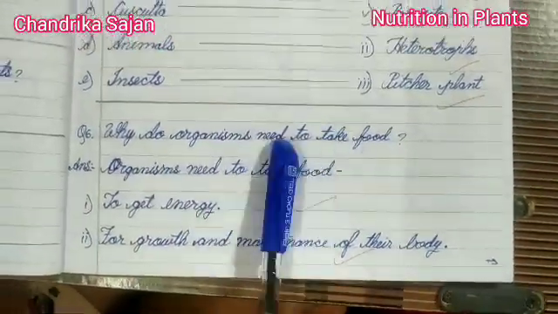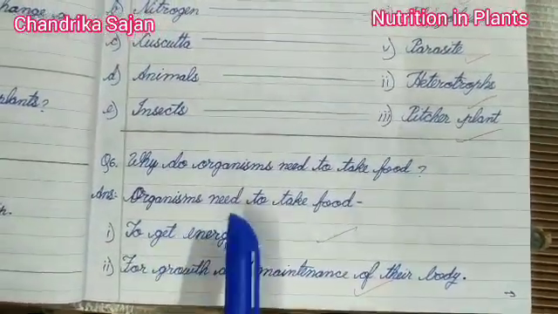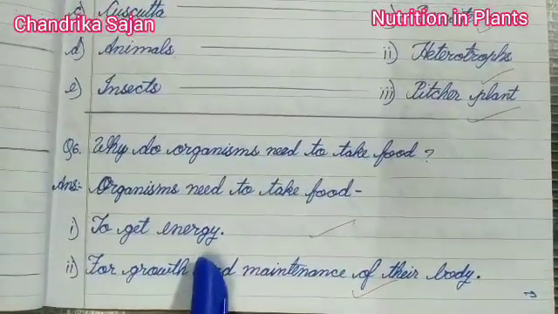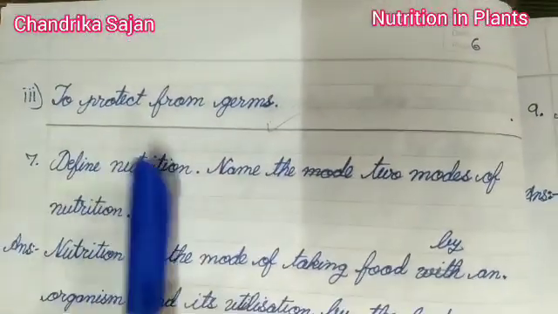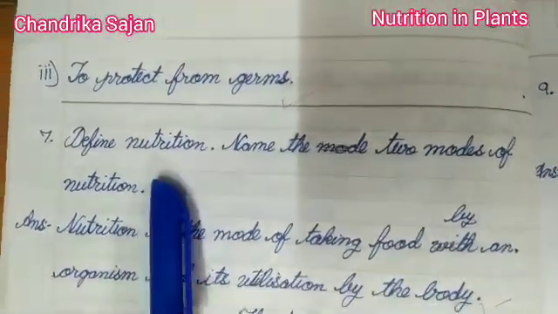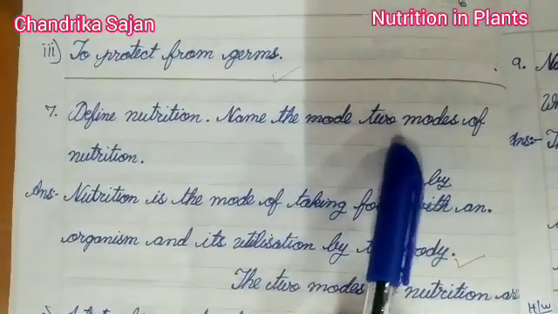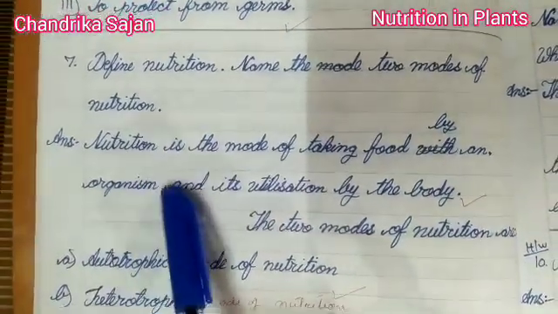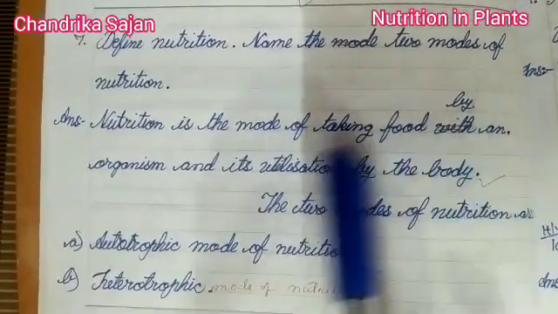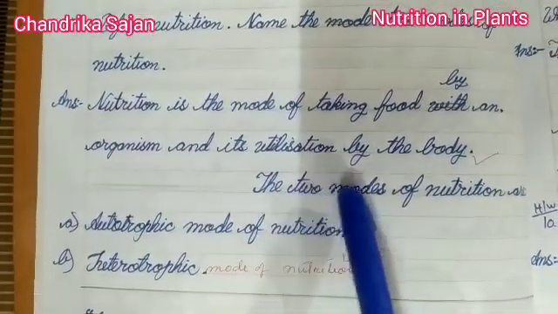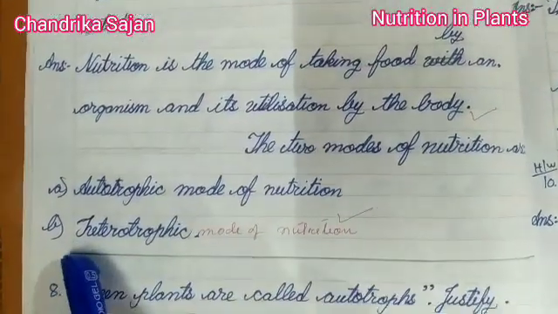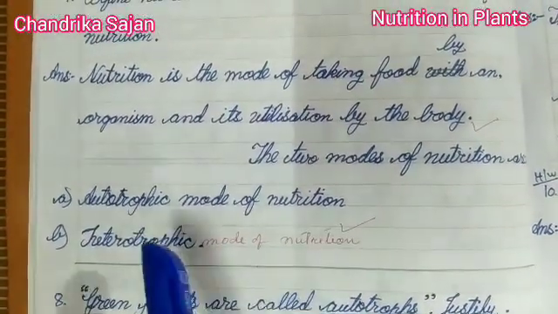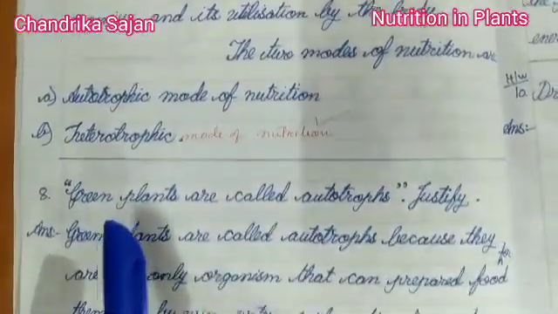Why do organisms need to take food? Define nutrition. Name the two modes of nutrition. Organisms need to take food to get energy for growth and maintenance of our body, to protect from germs. Nutrition is a mode of taking food by an organism and its utilization by the body. The two modes of nutrition are autotrophic mode of nutrition and heterotrophic mode of nutrition.